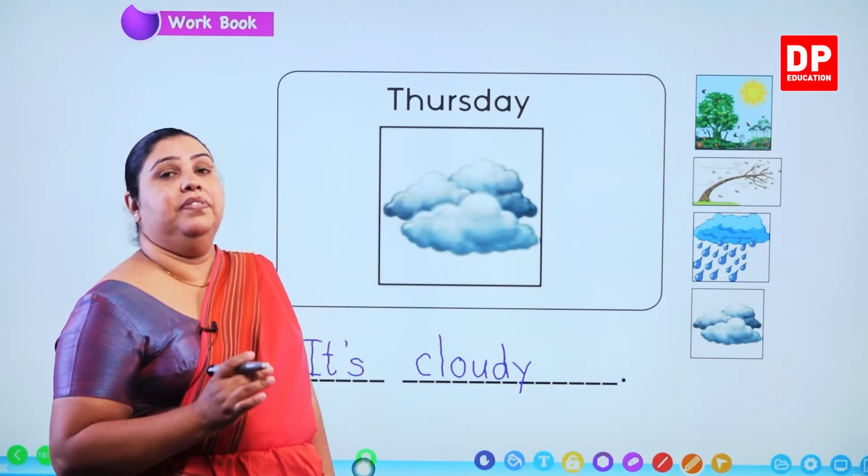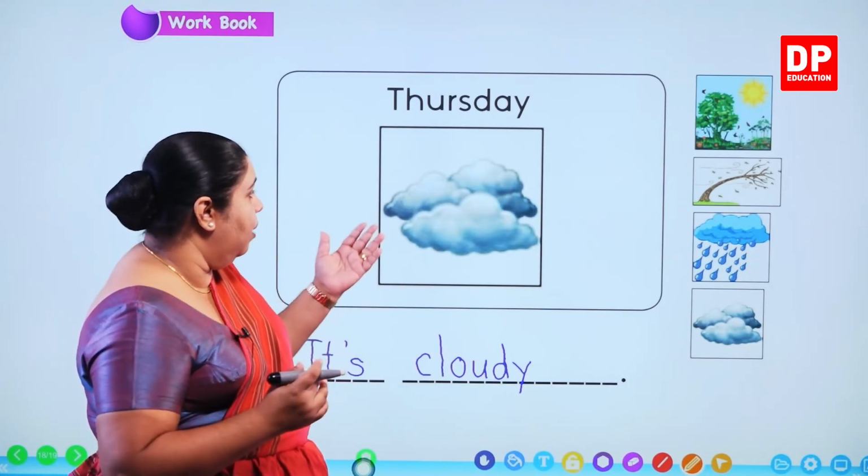So you have to observe that cloudy day. Maybe you can draw some crows.